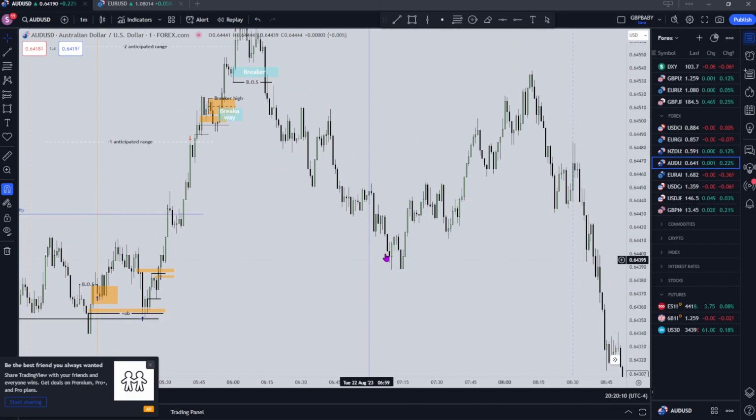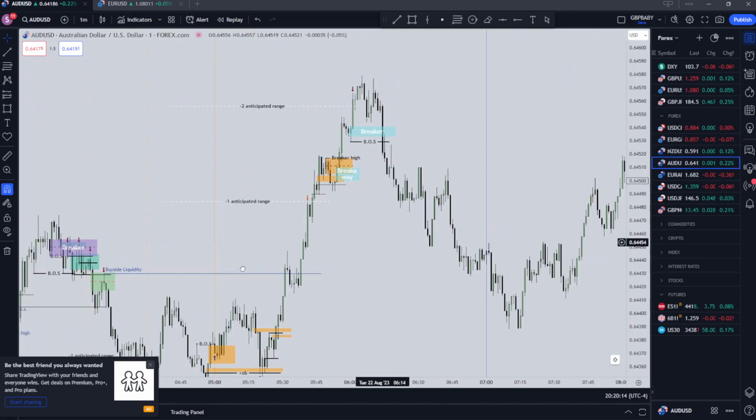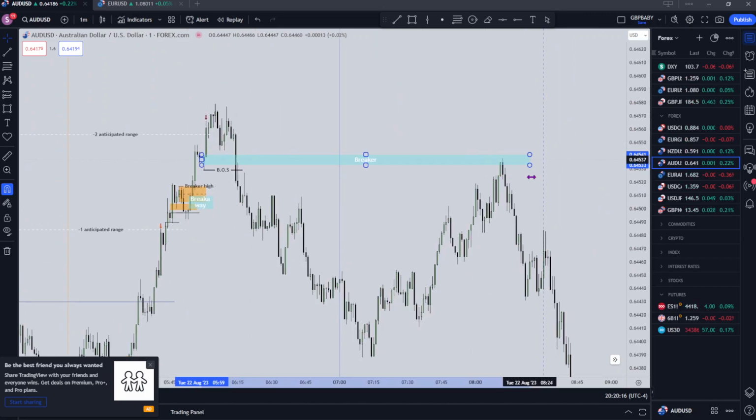It does, but you can see we have all this manipulation as the New York session starts, so that's interesting. We can look into this in the next video.